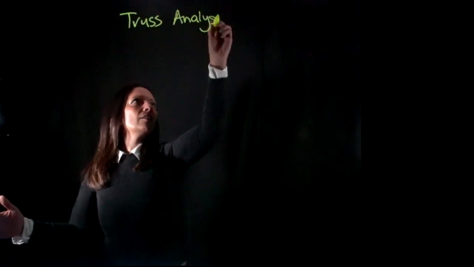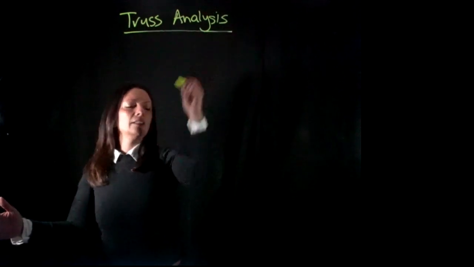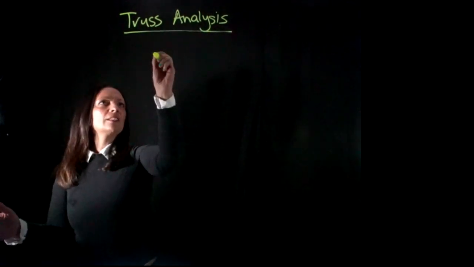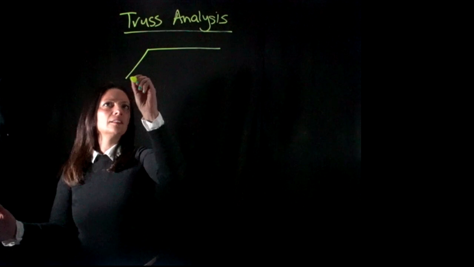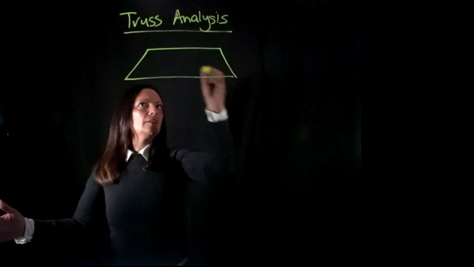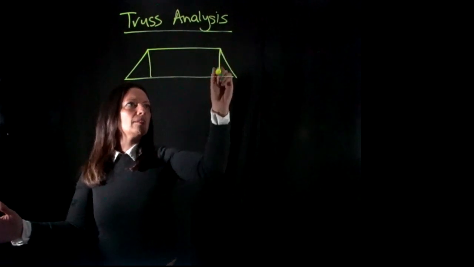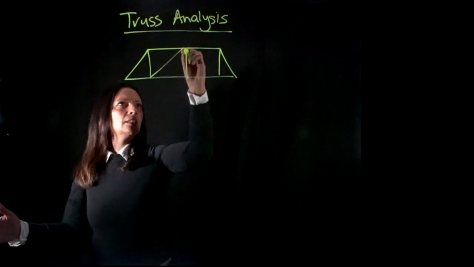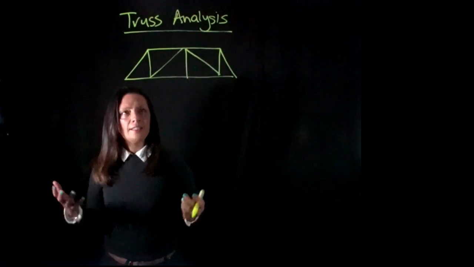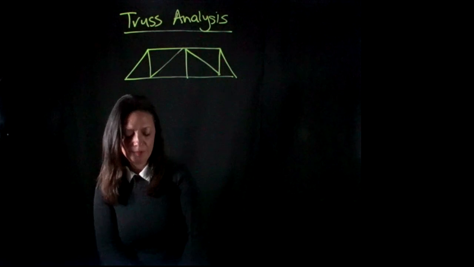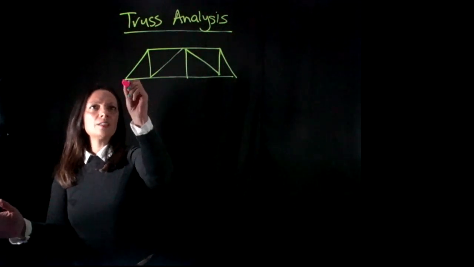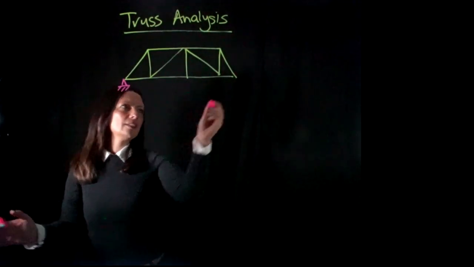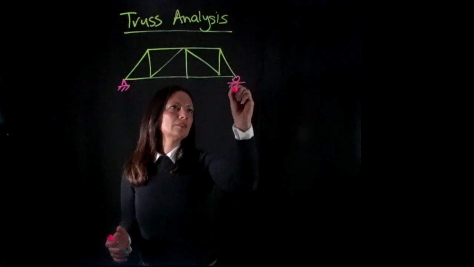So let's take a look at this. Here we have truss analysis, and a typical truss will look like this. So here are our members that I'm drawing right now. And our truss needs to be supported at the ends. So here we'll have a pin joint and a roller.